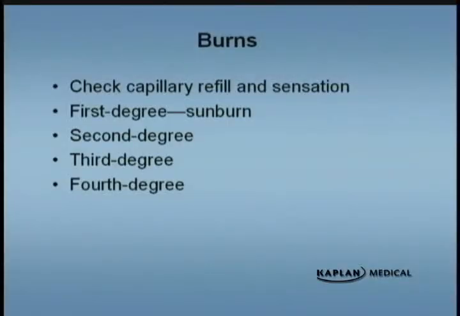Hello. Now I'd like to speak to you about thermal injuries. In other words, it's time to talk about burns. Burns can be divided into first degree, second degree, and third degree most commonly.